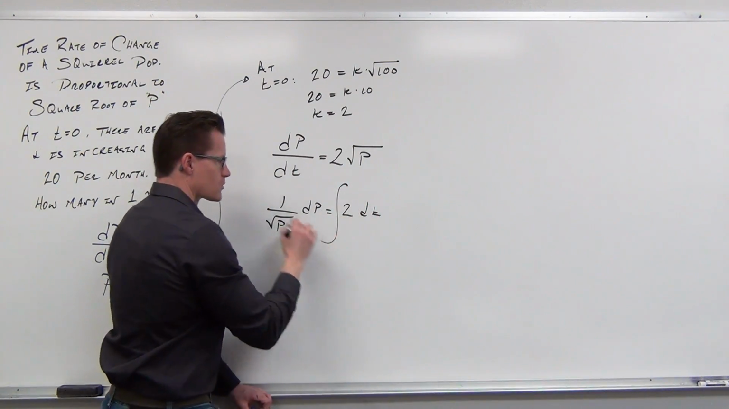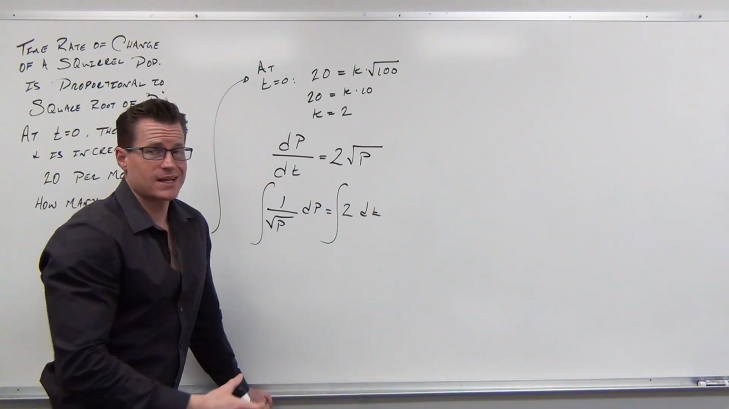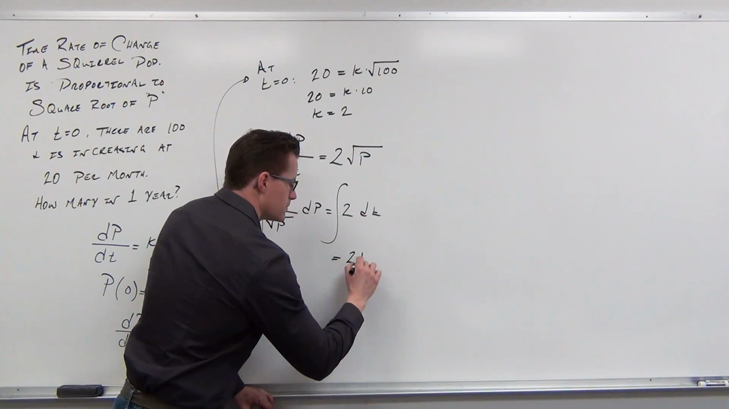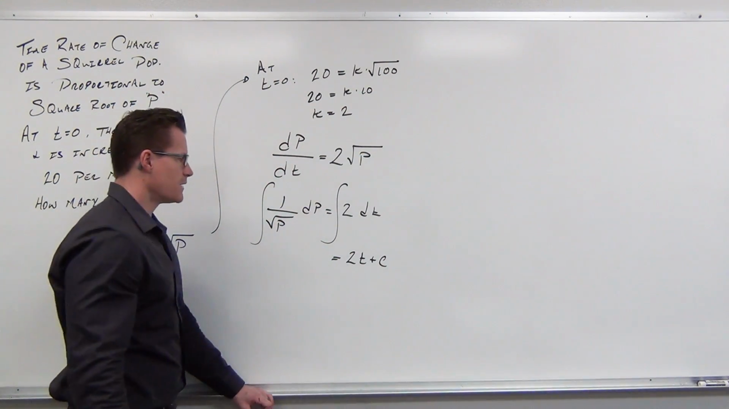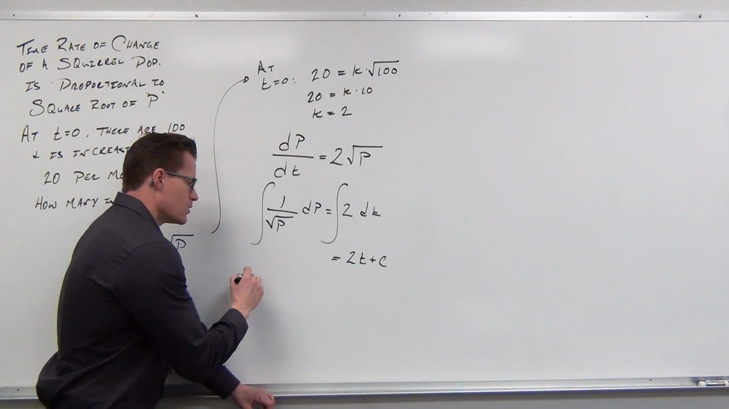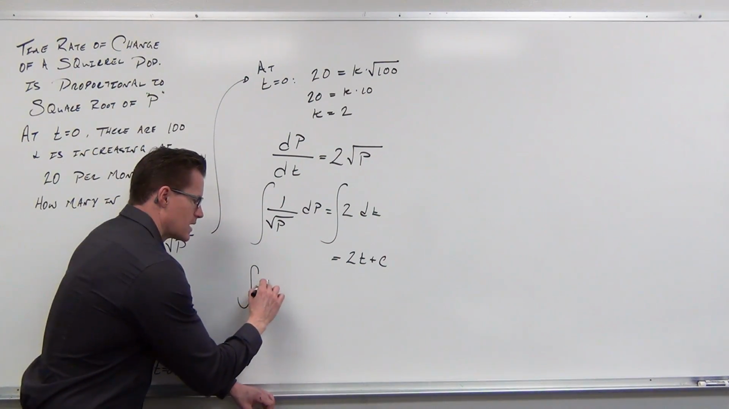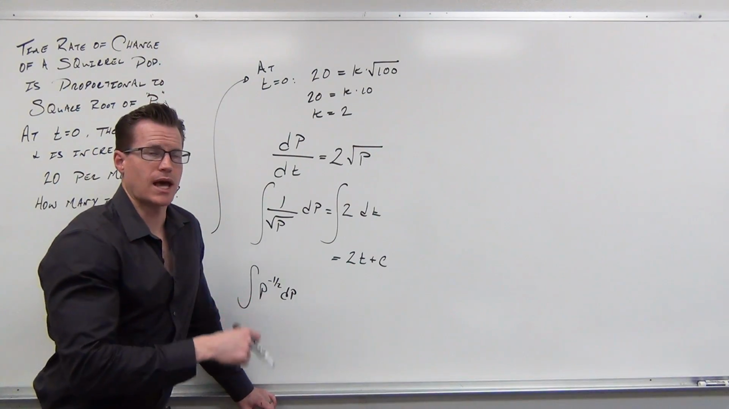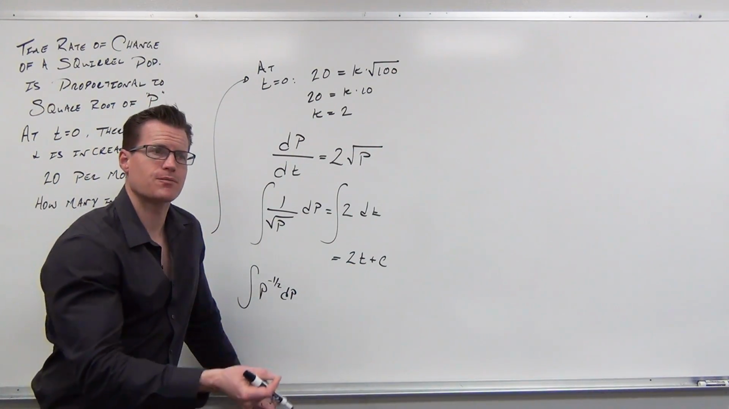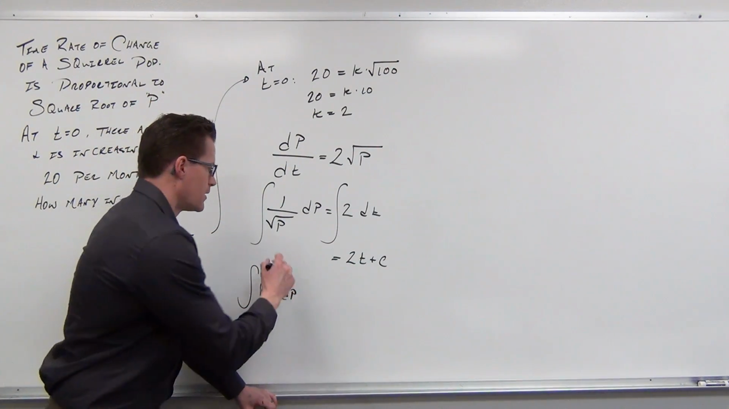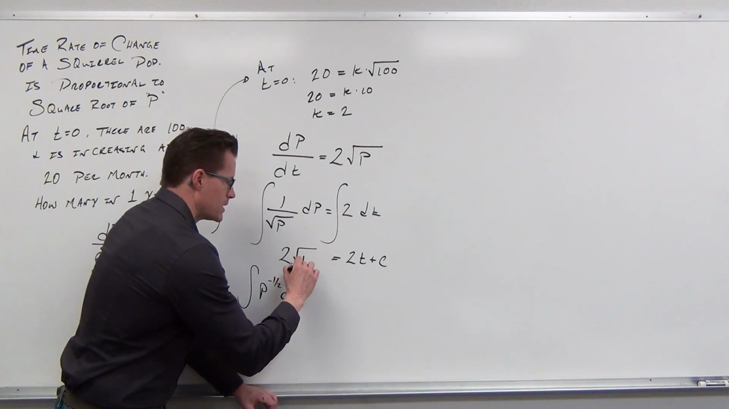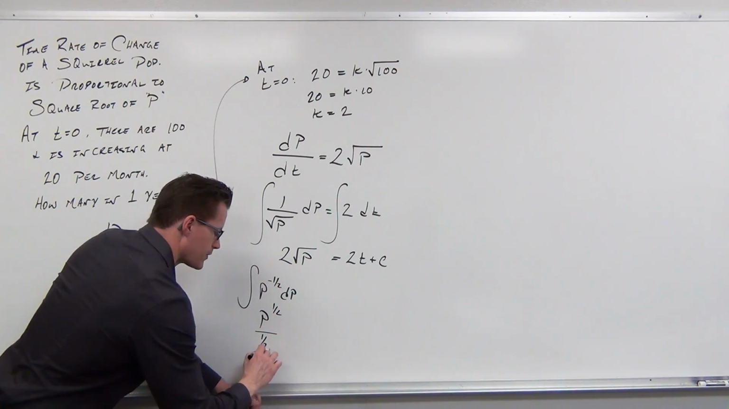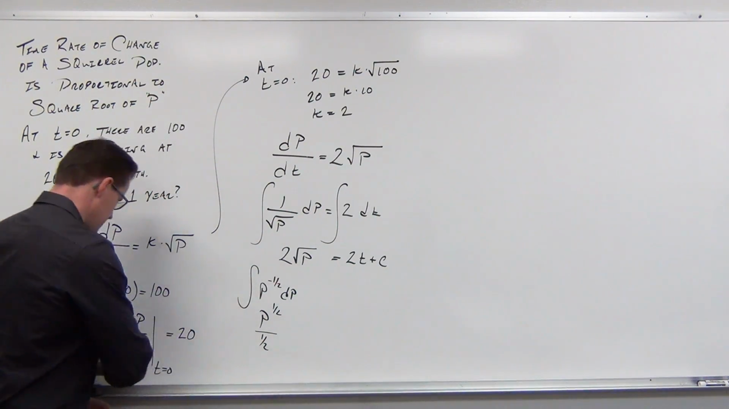And let's take an integral on both sides. On the right-hand side, we have something nice. We just have 2t plus some sort of arbitrary constant. On the left-hand side, you might want to think about this as p to the negative 1/2. So with that, we're going to add 1, that's p to the 1/2 over the new exponent 1/2. That's 2 square root p. You might want to do this on your own. p to the positive 1/2 over 1/2. So I'm going to give you 2 square root of p.